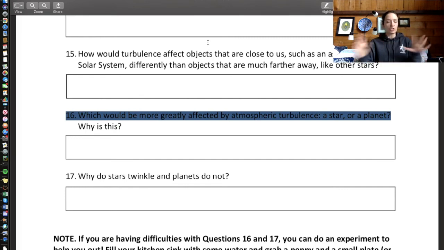So, just based on that description, what do you think would be more greatly affected by atmospheric turbulence? A star, which is much, much smaller, or a planet, which is much, much bigger? And why do you think that is?